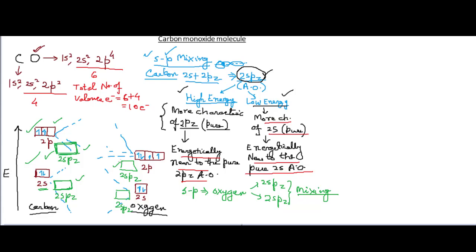The 2p remains the same. There is no change in 2p. The only change is that since the pz orbital is involved in hybridization, we will have only two 2p orbitals, because one pz from the pure p is involved in hybridization. So now we will draw the molecular orbital picture of the carbon monoxide molecule based on hybridization.